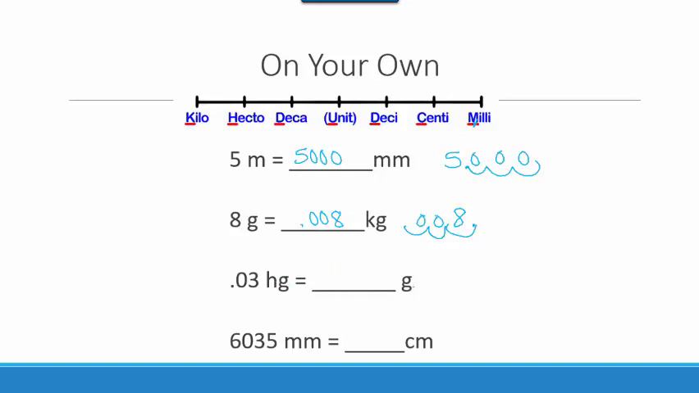This one's going hectograms to grams. So hect is here, gram is here. So you're going to go 1, 2 places to the right. If I pick that decimal up where it is and go 2 places to the right, 1, 2, now I'm just going to be left with 3. And this one's going millimeters to centimeters. So that's just a matter of going 1 place to the left. If I pick this decimal up and move it 1 place to the left, I would then have 603.5.